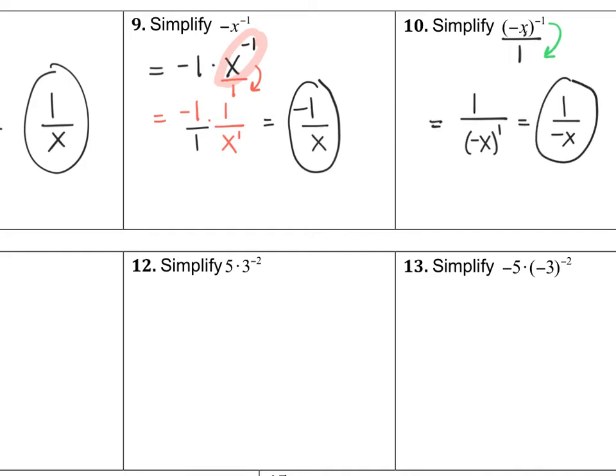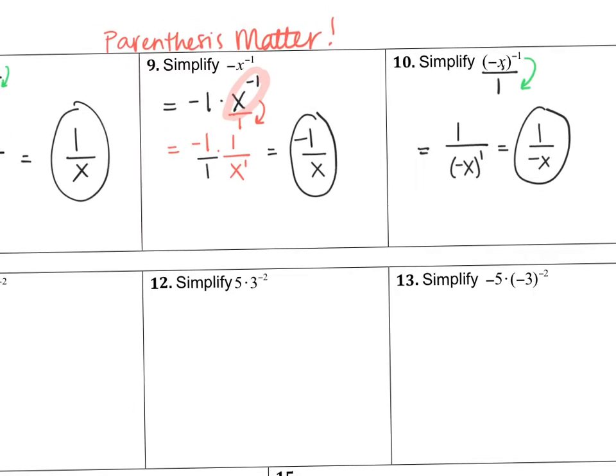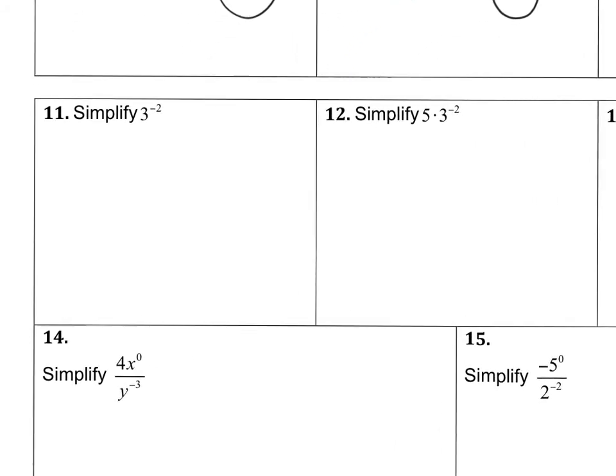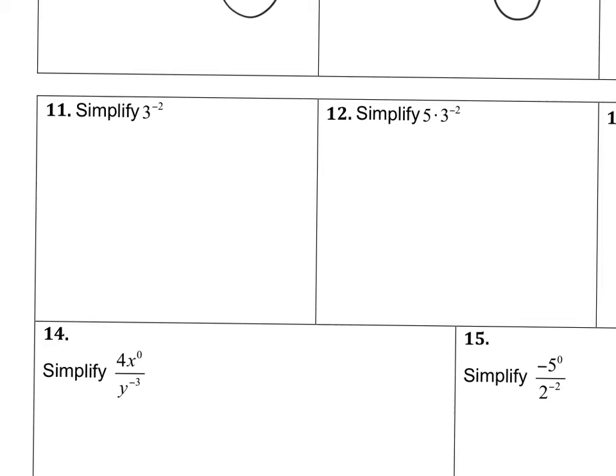So remember, parentheses matter. They tell us whether that negative sign belongs to the base or not. This negative sign belongs to the base and the exponent. This negative sign is on its own, a negative 1 in front that we need to pay attention to. All right. If I were you, I would pause this video right now and do 11, 12, and 13 on your own, and then come back and check your answers.